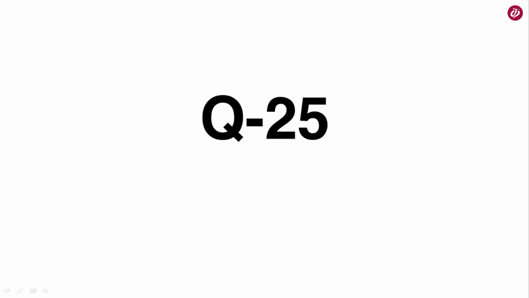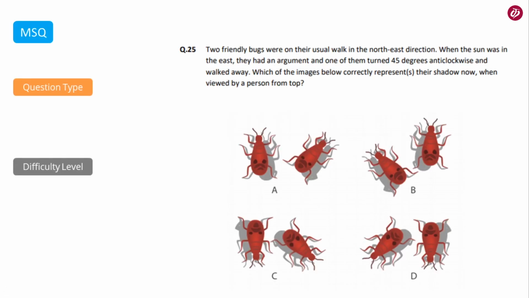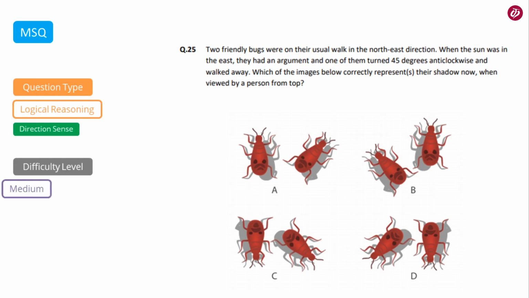Question number 25. The best way to attempt this question would be to draw direction arrows on your sheet and then mark each option accordingly. Also keep in mind the direction of the sun because it will determine the shadow formation. Keeping these two things in mind, let's try this question.